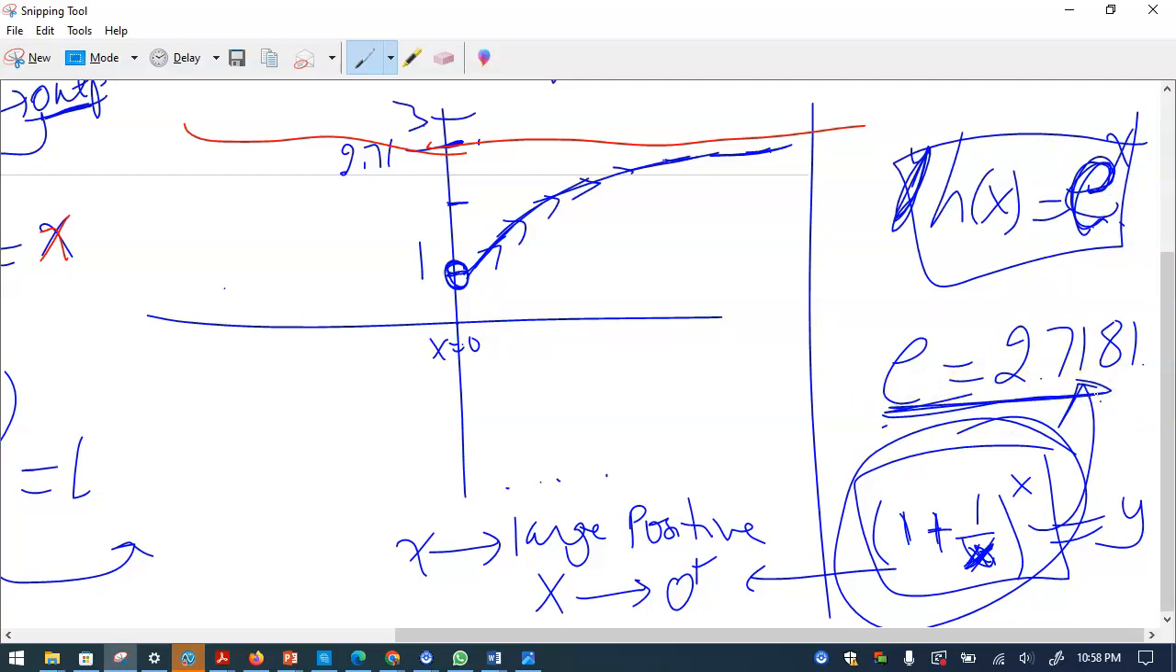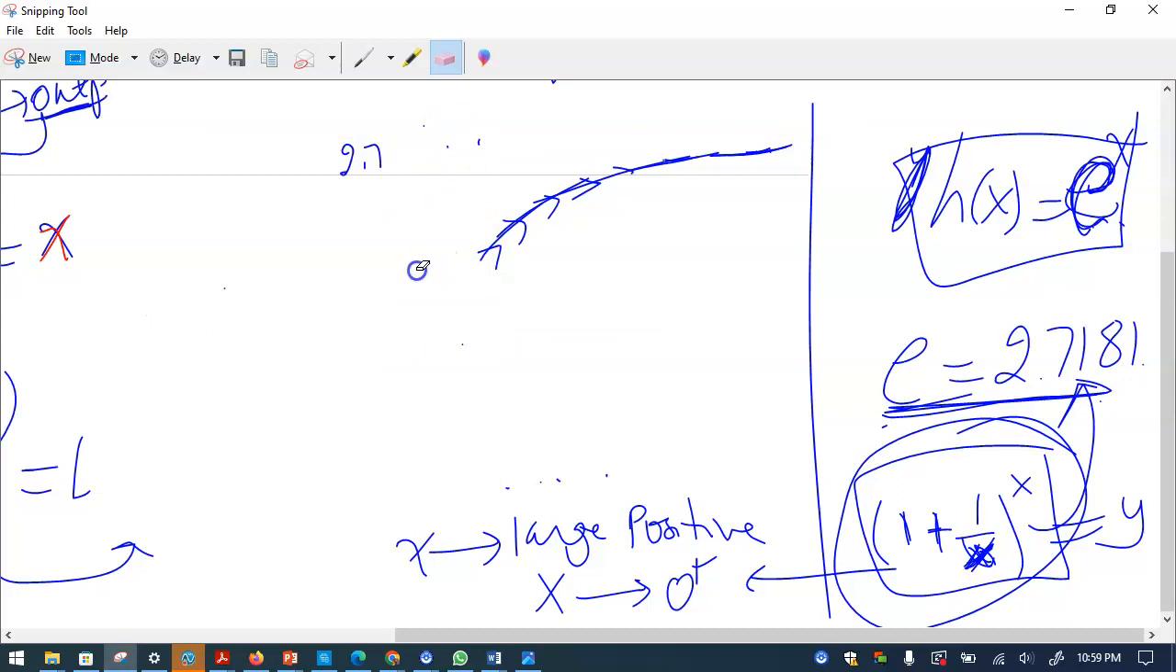So this is the meaning of that E. I just wanted to make sure you understand what that E is. Now, where did this E come from? I will just brief quickly here.